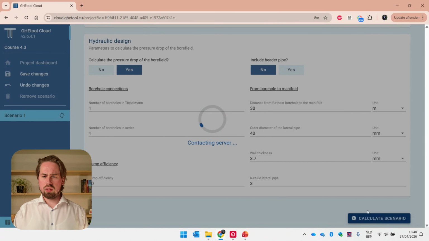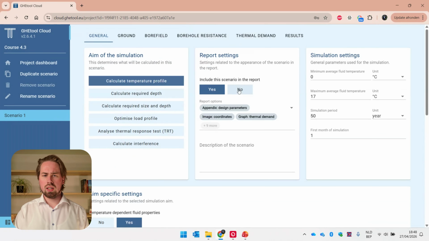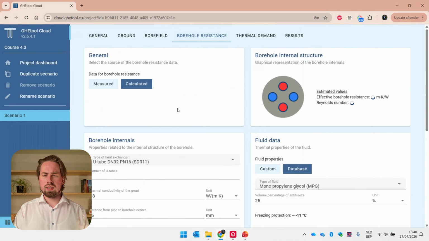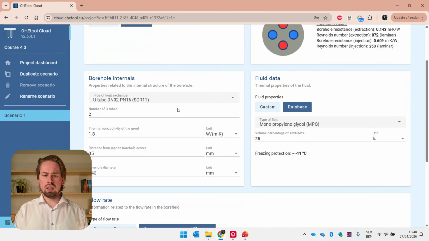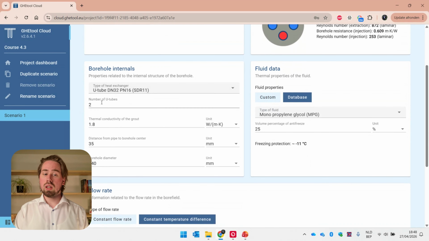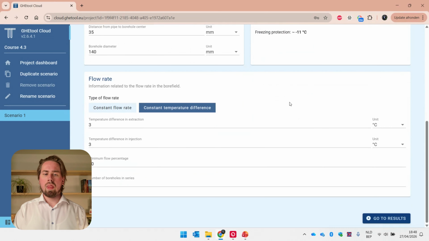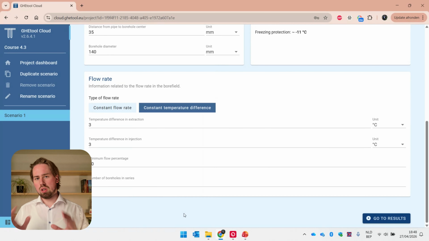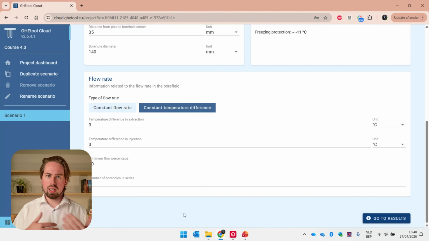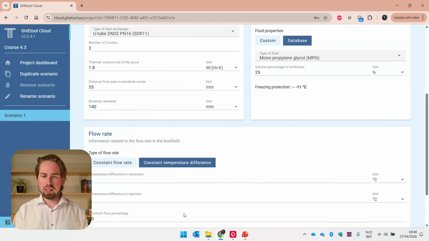Perhaps also interesting to know, because we're going to change it later on, is that this is going to be with a W tube, DN32, monopropylene glycol, and we work with a constant temperature difference. So we actually update the flow rate in heating and cooling separately.